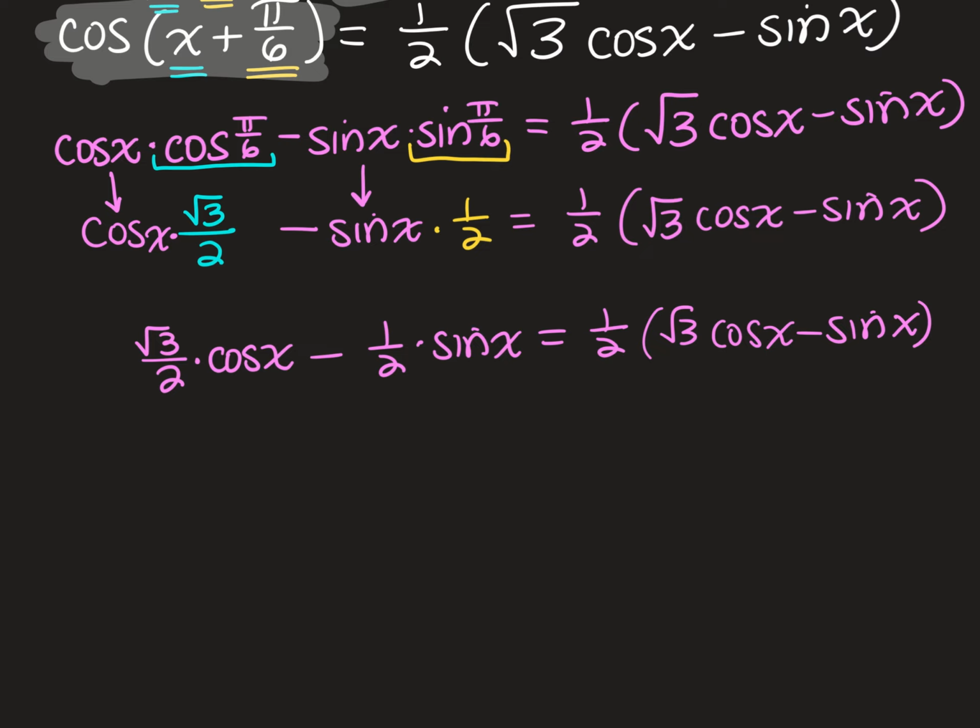Instead of distributing the 1/2, if I want to make this side look like this side instead of the other way around, what would I do with the 1/2? You bring it outside, which is called factoring, right? So we're going to factor out the 1/2. Just in case you forget how this works, we would ask ourselves, if I were to multiply the 1/2 by something, I have to get radical 3 over 2 cosine. Well, the thing I would have to multiply by would be radical 3 times cosine. And if I were to multiply 1/2 by something, I have to get negative 1/2 sine. Well, that would mean I'd have to multiply by negative sine of x. And then you've got the same thing on both sides.